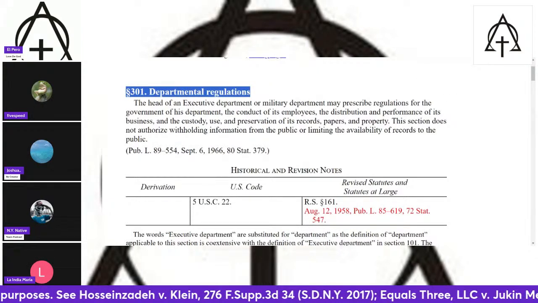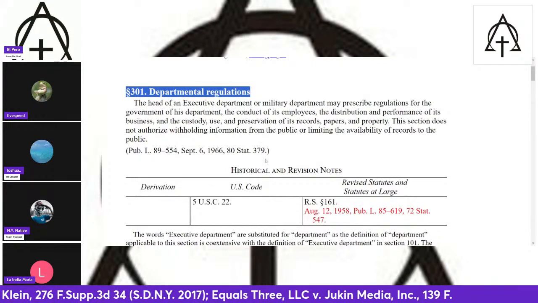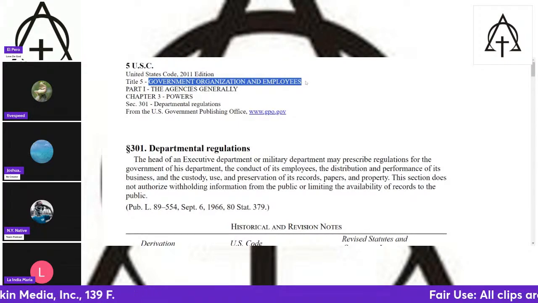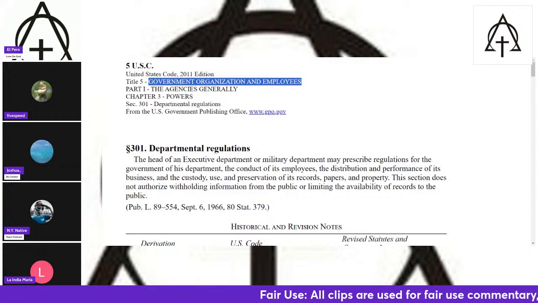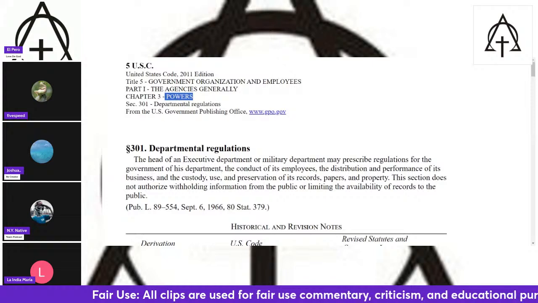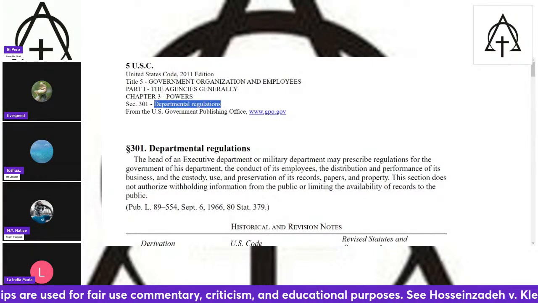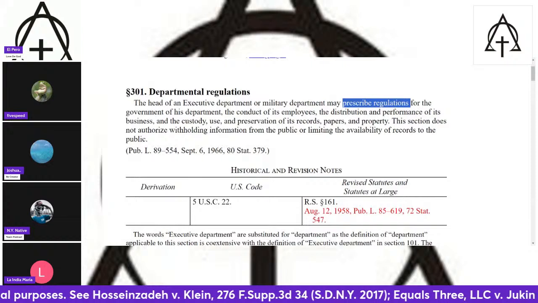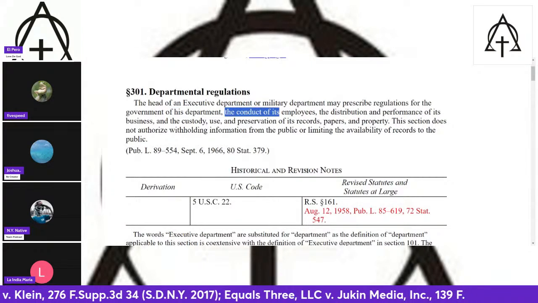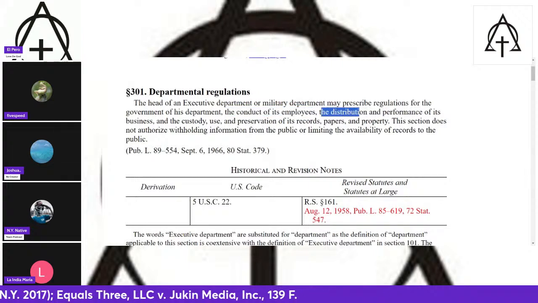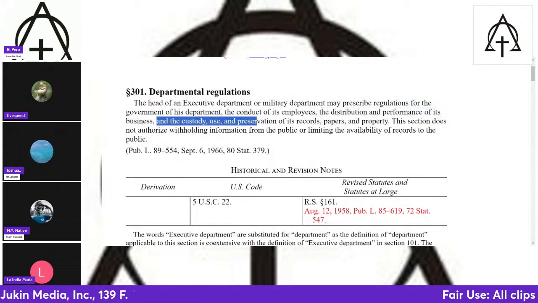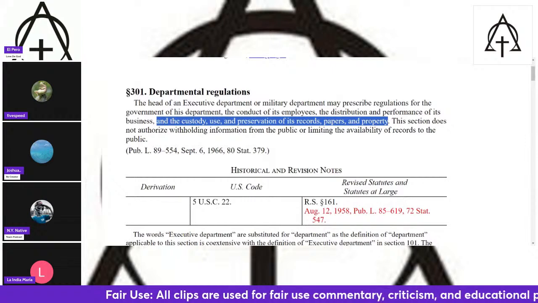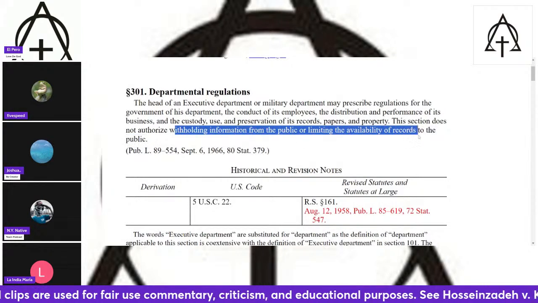Good, good. Now I want everybody to realize this is 5 U.S. Code 301, government organization and employees as it relates to the Department of Defense personnel. Part 1, the agencies generally, powers. Section 301, departmental regulations, and this is directly from the Government Publishing Office. It says the head of an executive department or military department may prescribe regulations for the government of his department, the conduct of its employees, the distribution and performance of its business, and the custody, use, and preservation of its records, papers, and property. This section does not authorize withholding information from the public or limiting the availability of records to the public.